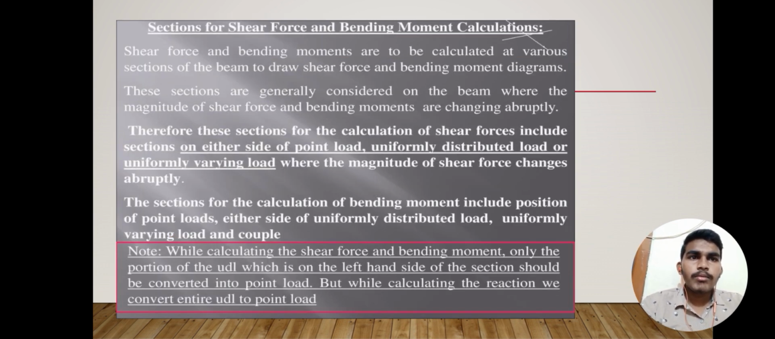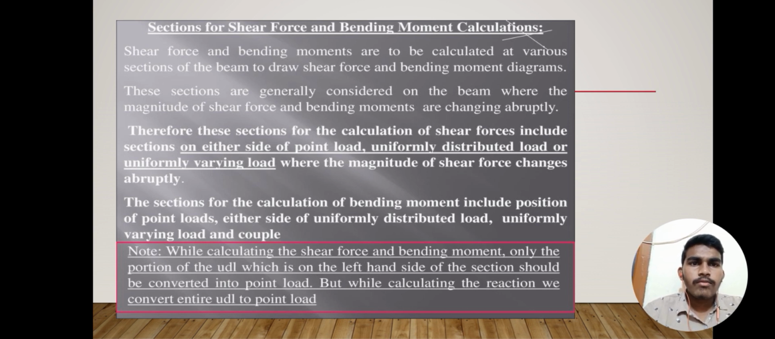Sections for shear force and bending moment calculations. So how do we calculate the shear force and bending moment? Here we can see shear force and bending moments are to be calculated at various sections of the beam to draw shear force and bending moment diagrams. These sections are generally considered on the beam where the magnitude of shear force and bending moments are changing abruptly. Therefore, the sections for the calculation of shear forces include sections on either side of the point load, uniformly distributed load, and uniformly varying load, where the magnitude of shear force changes abruptly.